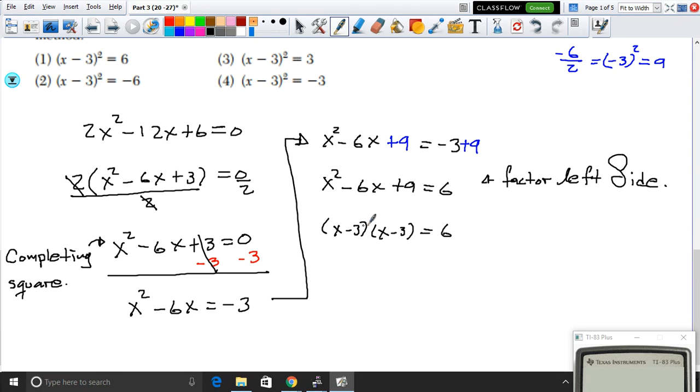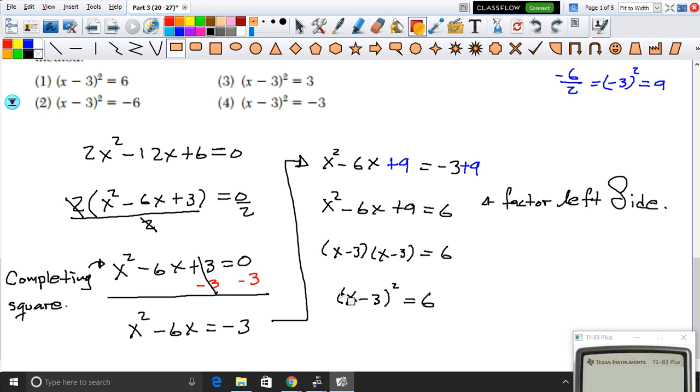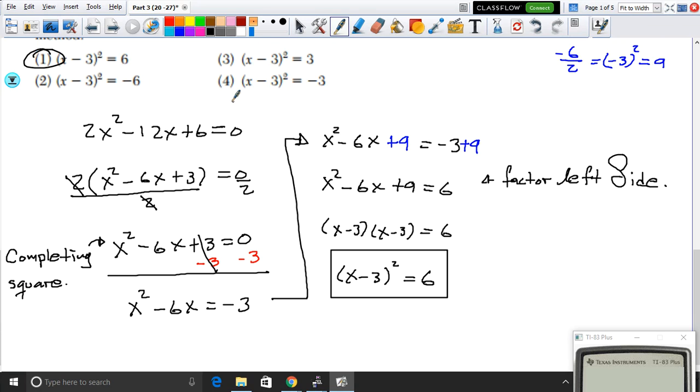But notice that when you write it twice, you can just rewrite it as x minus 3 squared equals 6. Now let's stop here and look at our options. Notice that what we have obtained here is exactly option number 1.